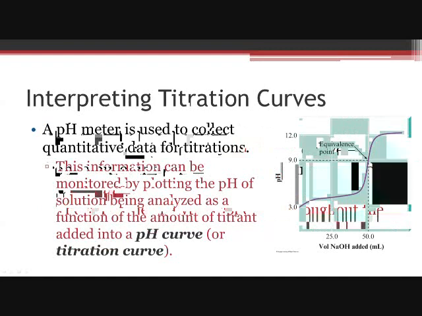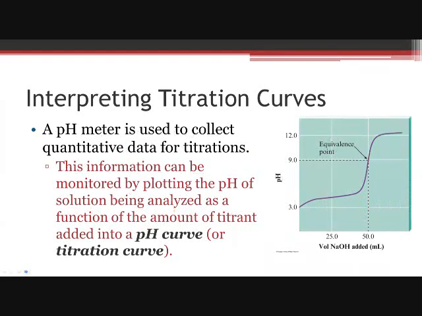When you graph the volume of the titrant versus the pH that you collect, then we have a pH curve, or titration curve, where the shape of the curve really depends on a lot of things. It depends on whether you have a strong acid and strong base, or a weak acid with a strong base. The general shape will be kind of like an S, but how steep it is and how tall the vertical point is all depends on those situations.